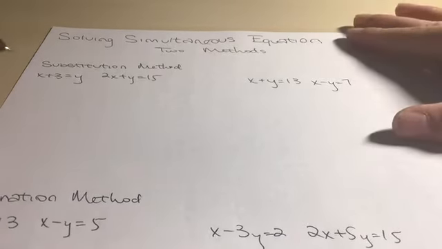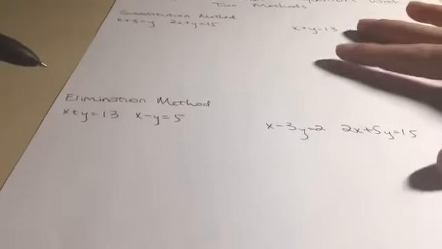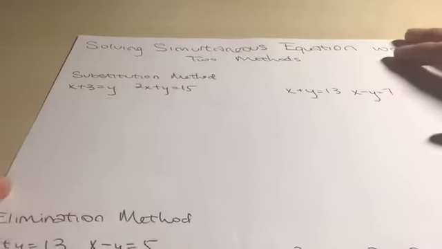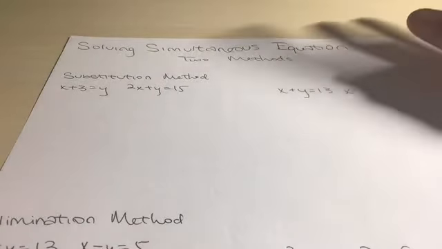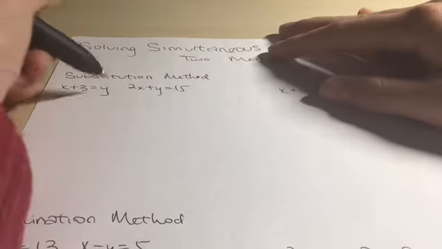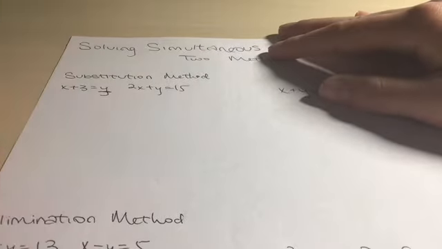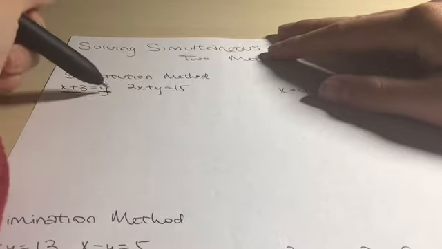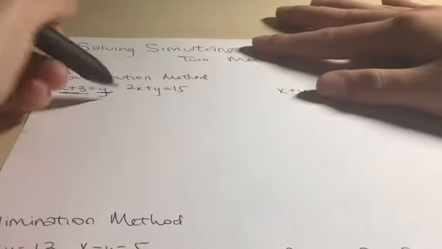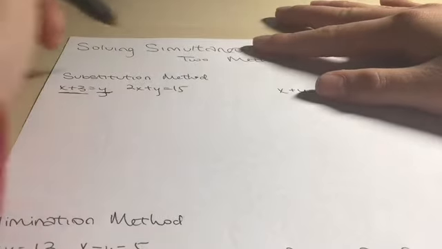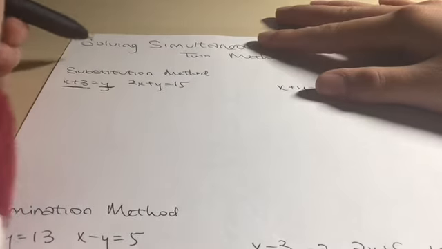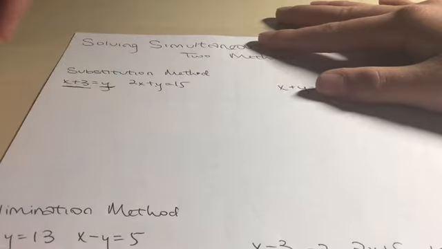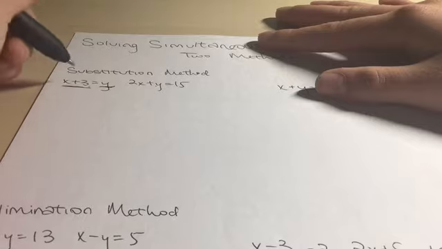Today I'll be showing you how to solve simultaneous equations with two methods. One is the substitution method and the other is the elimination method. I'm going to start with the substitution method. Out here you can see y equals x plus 3. As the name suggests, you'll want to replace the y here with the other variable.